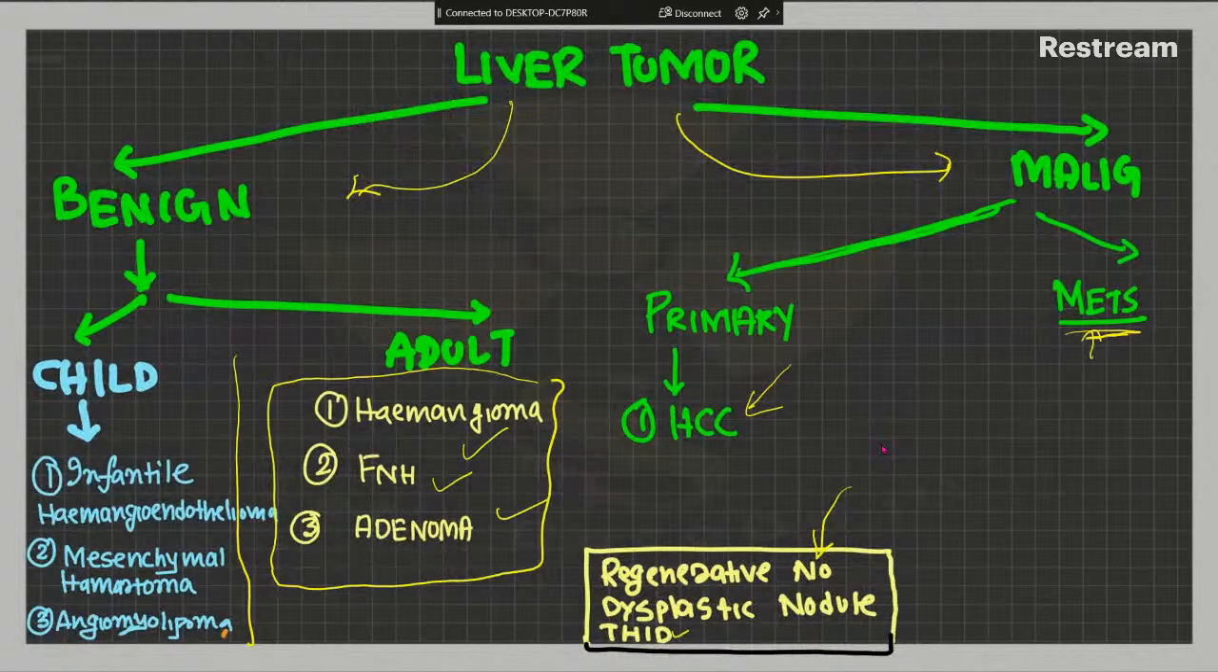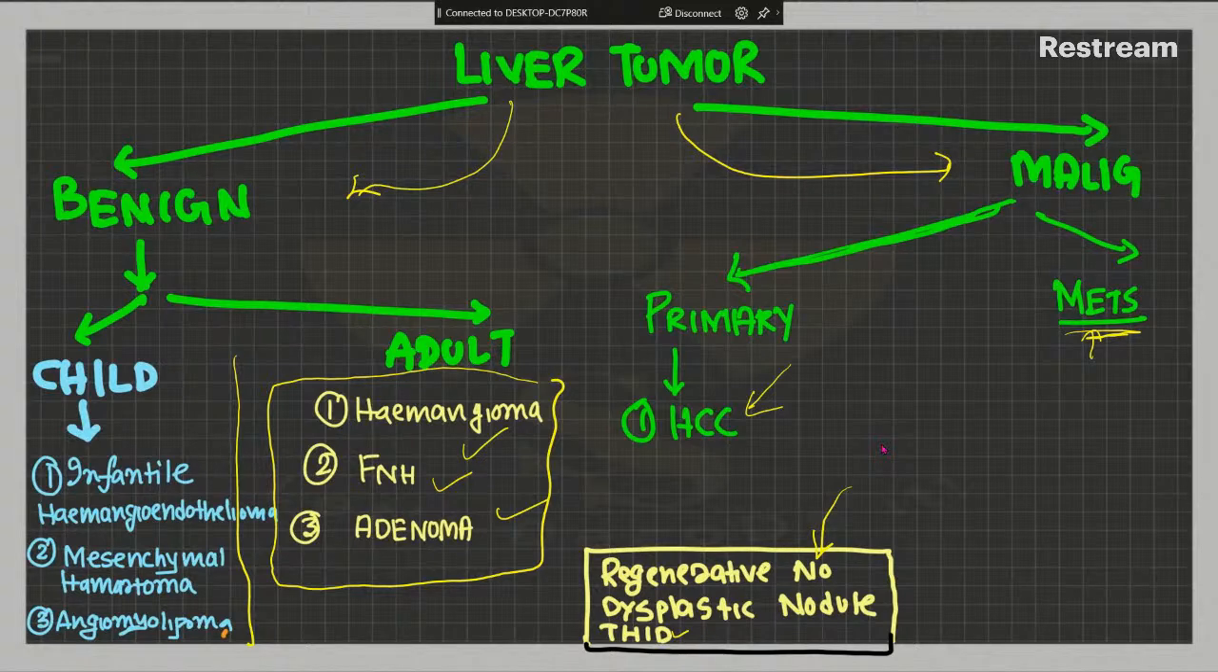Suppose a patient has been diagnosed with FNH or adenoma, which is usually more common in females. All the benign tumors, as you can see, hemangioma, FNH and adenoma, are more prevalent in women compared to men. Now see, if a woman in the reproductive age group has been diagnosed with FNH or adenoma, and after 4 or 5 months this patient comes with severe abdominal pain, then you can suspect that the FNH or adenoma has developed an intratumoral hemorrhage or intratumoral rupture.